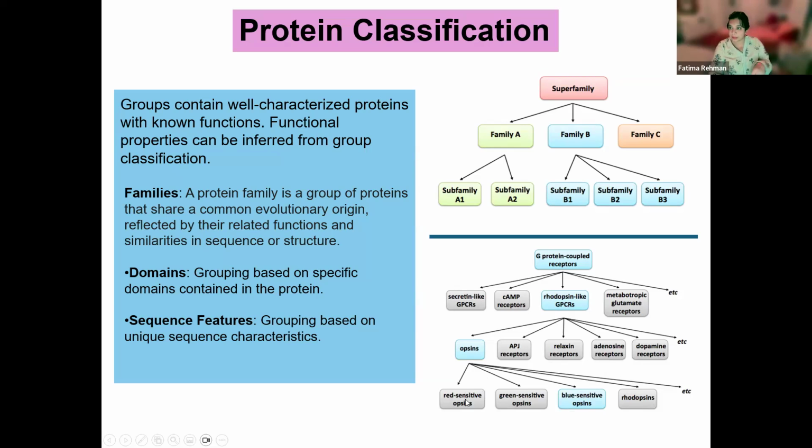Based on the sequence that's within these, right? Sequence features, this will just correspond in a particular motif. If that motif contains one set of sequence, it might be red sensitive, another set of sequence would be green sensitive, right? But the domains that make it a G protein coupled receptor would be the same in all of them. So all of them may have a same domain, but then the specific motifs will differ based on the flavor of that protein or the type of function that it performs.